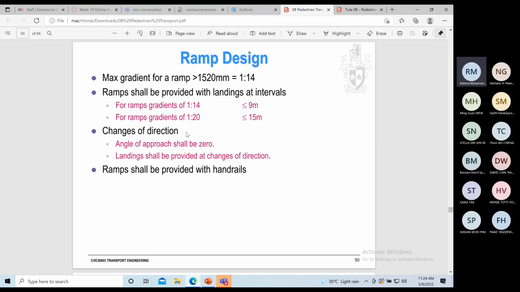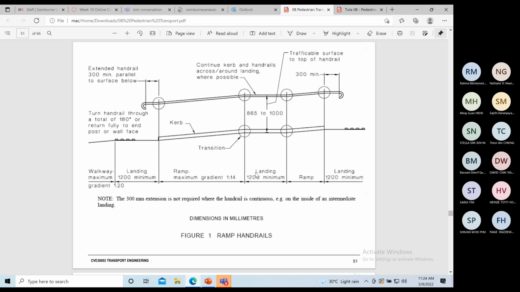And make sure when you design a ramp, you should provide handrails. But for walkways, no need of a handrail. Okay, this is an example of a ramp. This is your handrail. Then you have your curb. It is inclined at a gradient of 1 to 14. Then you have a landing with minimum width of 1200.